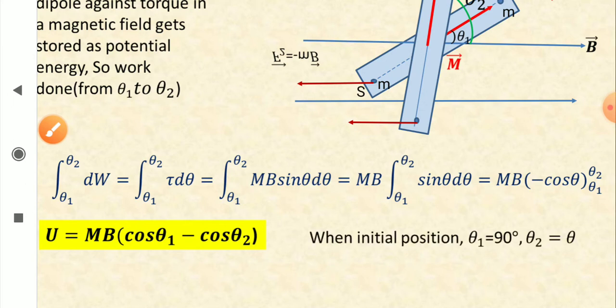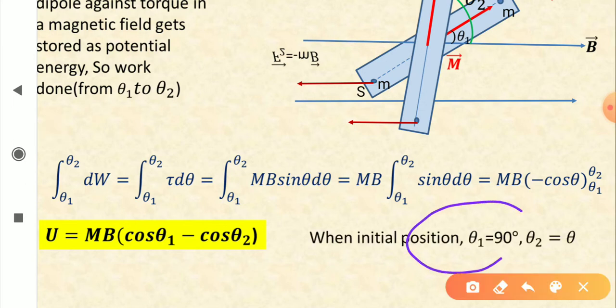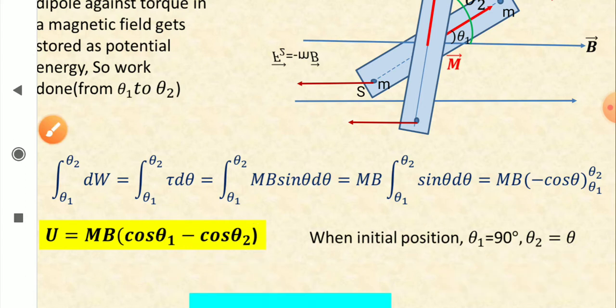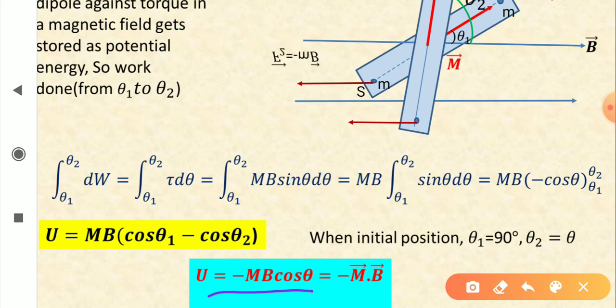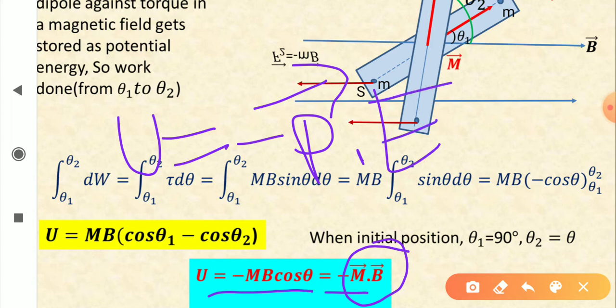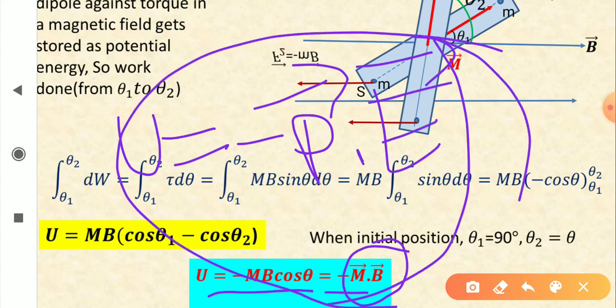And in a special case, when initial position theta 1 is taken as 90 degrees, then cos theta 1 will become 0 as cos 90 is 0, and theta 2 is taken as theta. So, cos theta 2 becomes cos theta, and then the relation becomes U is equal to minus mB cos theta, or minus m dot B, scalar product of magnetic dipole moment and magnetic field. And it is similar to potential energy of an electric dipole, which is minus p dot E. So, you can compare these two relations.